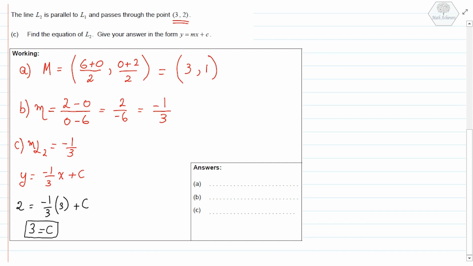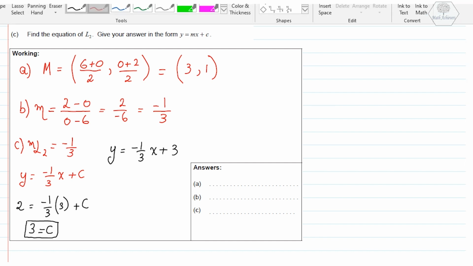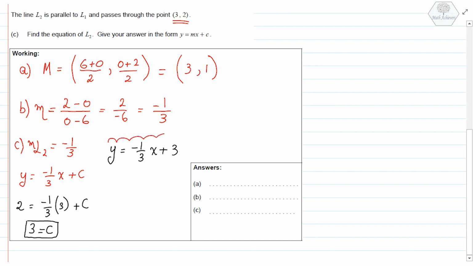So now, the equation of L2 is y is equal to negative 1 over 3 x plus 3. This is the equation of line 2.